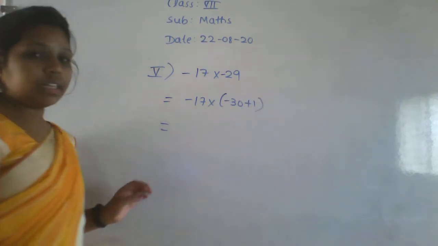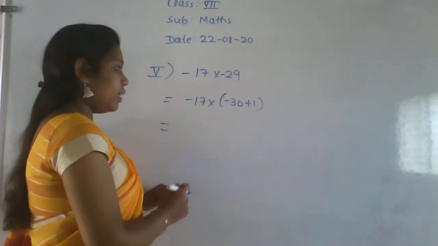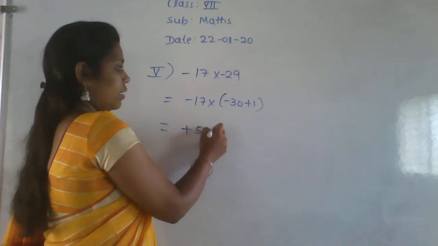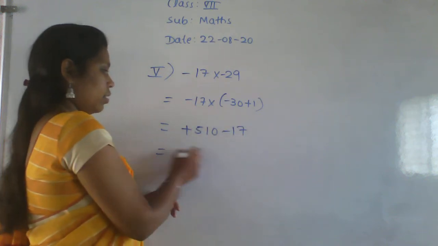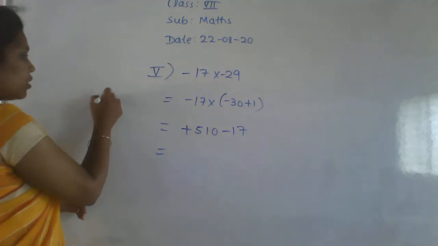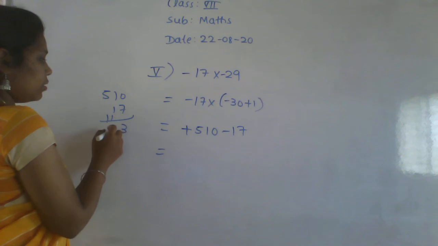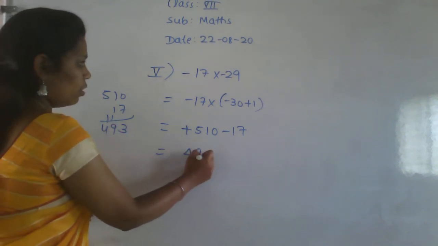Now again use the distributive property here. That is minus 17 into minus 30 is plus 510. And again minus 17 into 1 is minus 17. Next do the subtraction. 10 minus 7 is 3 and 11 minus 2 is 9, 4. Answer will be 493.